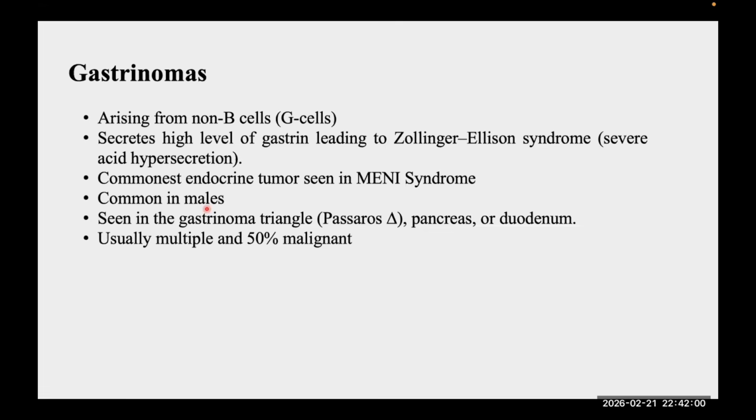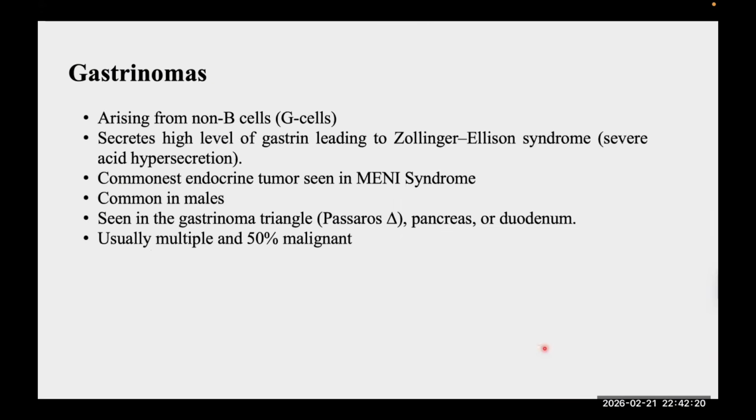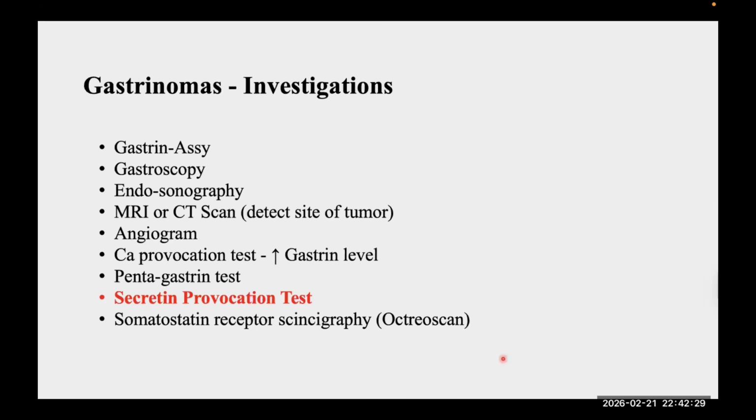So basically, that's what gastrinomas do. And usually they arise in this triangle, Passaro's triangle, which is bounded by the cystic duct or the common bile duct or the junction between them here, and then the second and third part of the duodenum, and then the neck and the body of the pancreas. So that's the triangle. Also commonly in the pancreas or duodenum. So in the pancreas, you can see the gastrinoma, and in the duodenum, you can see the gastrinoma. That's where they usually are.